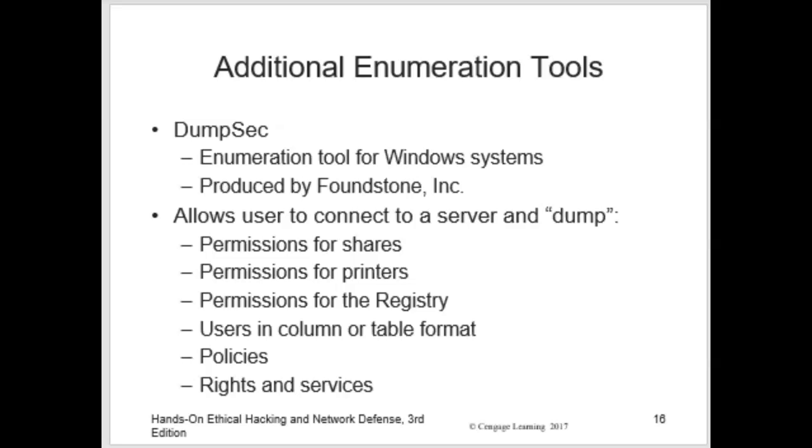Additional enumeration tools include DumpSec, right, which allows a user to connect to a server and dump, and hence the name DumpSec. DumpSec is really a security auditing program that dumps permissions like DACLs and audit settings, SACLs. It dumps the permissions for the file system, for the registry, for printers and shares in a concise, readable list box format. And with that, holes in the system are readily apparent, right? The holes in permissions for shares, printers, registry, etc.